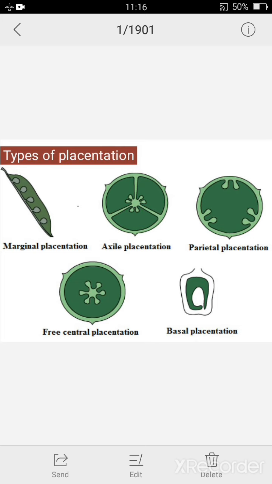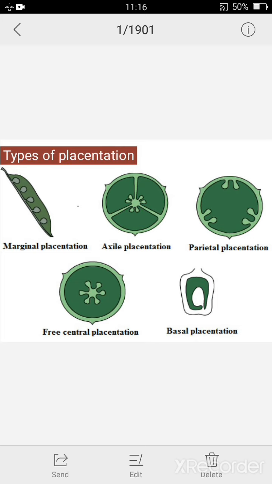Why can this kind of differentiation be seen? Can you guess the answer? Because their habit is different. Their mode of living is different. Some live in water, some live in deserts, some live in terrestrial regions. Some are indoors, some are outdoors, some are large trees, some are very microscopic.